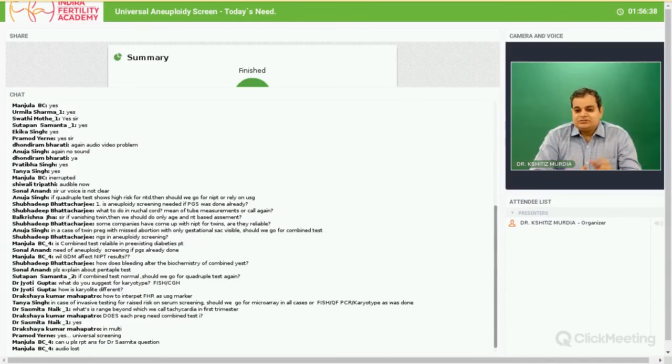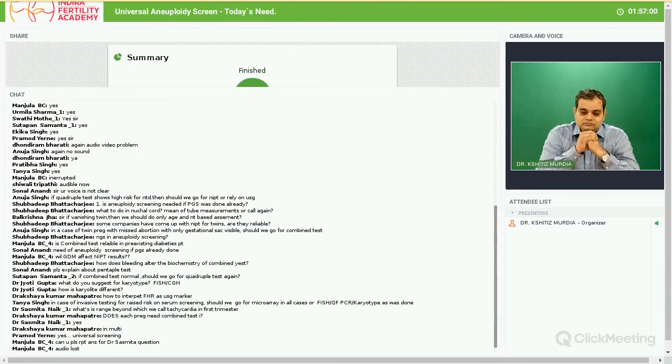Only on that basis you have to decide which fetus to reduce, and the one which has the highest NT measurement or any abnormal USG marker, that fetus you have to select for the reduction. And for the rest of the two fetuses, there is no way you can do any testing.